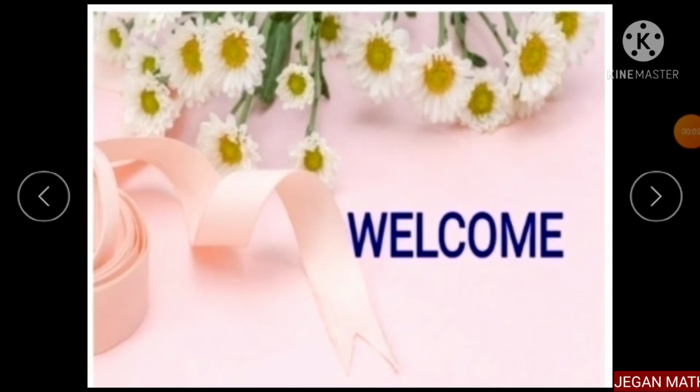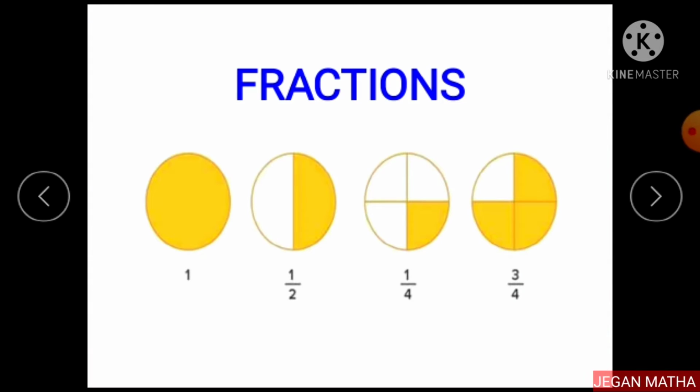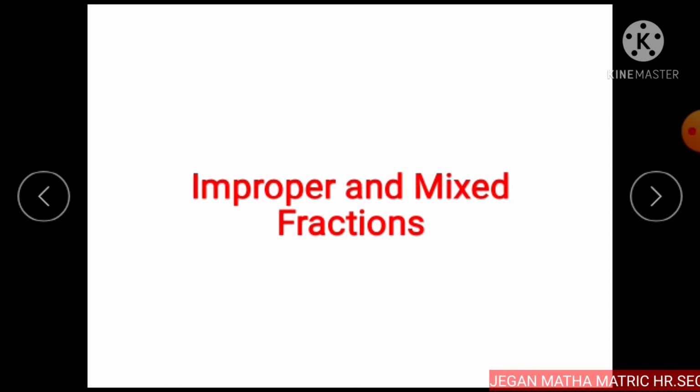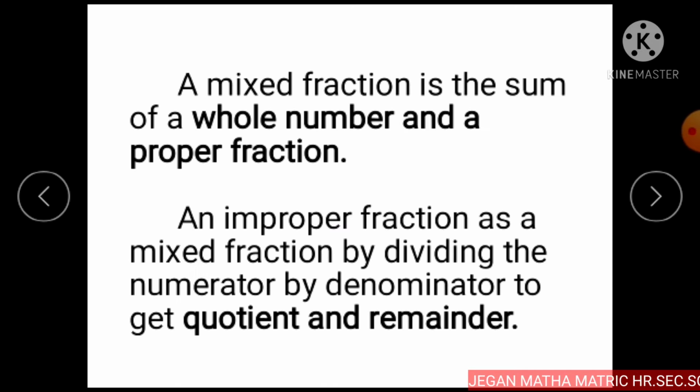Welcome to Maths class. In this video, I am going to explain about addition, subtraction, multiplication and division of mixed fractions in the chapter Fractions. Improper and mixed fractions. A mixed fraction is the sum of a whole number and a proper fraction. An improper fraction can be written as a mixed fraction by dividing the numerator by the denominator to get a quotient and remainder.